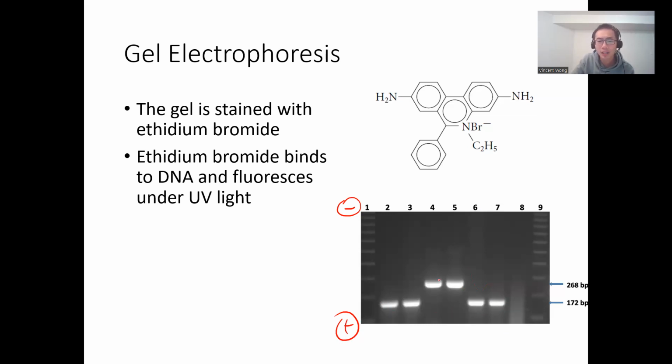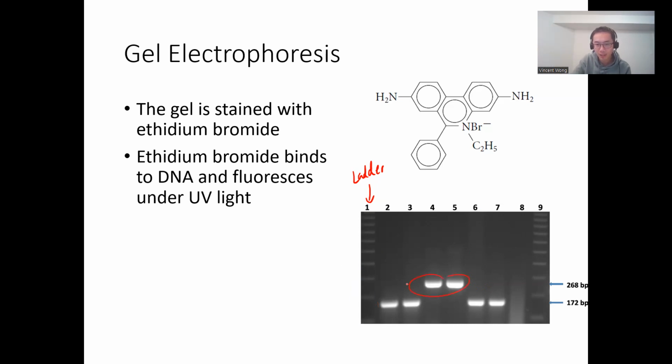But how do you know this one is 268 and how do you know this one is 172? Actually, you can buy what's called a ladder. Okay, so this is a ladder. You can buy it from these biotech companies. A ladder is a bunch of DNA fragments that are created to be certain lengths, right? So if you load it along with your sample, you can use them as reference.